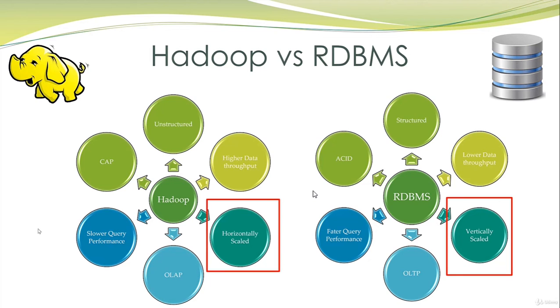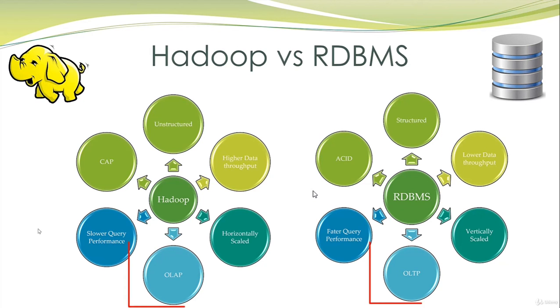And then scale. RDBMS is vertically scaled and Hadoop is horizontally scaled. That's similar to Azure SQL database versus Azure SQL data warehouse. And RDBMS, as we know, is an online transaction processing platform, whereas Hadoop is more for OLAP.